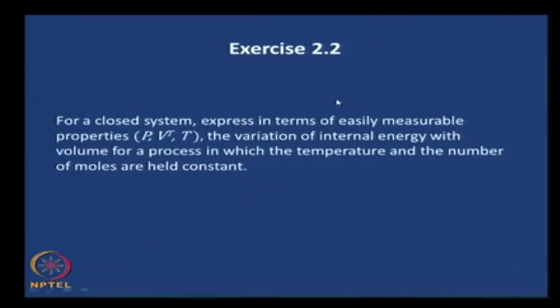This exercise essentially shows the way to use some of the relationships that we have developed so far. The question is, for a closed system, express in terms of easily measurable properties, pressure, total volume and temperature, the variation of internal energy with volume for a process in which the temperature and the number of moles are held constant. Essentially we are looking for (∂U_t/∂V_t) at constant temperature and n_i. Please go ahead, you have about 10 minutes. I will come back in some time and present part of the solution.